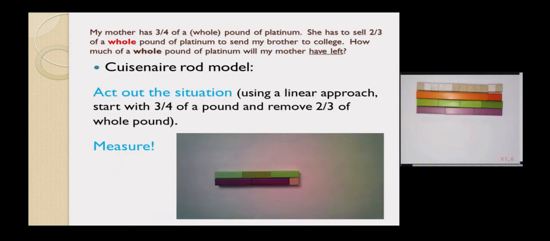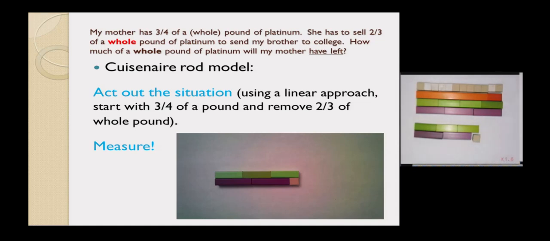So then we just act out the situation. See, my mother has 3/4 of a whole pound, so 3/4 of a whole pound looks like this. And she's going to sell 2/3 of a whole pound. Well, we can tell from the wall exactly what 2/3 of a whole pound looks like. So she's selling this much. And we just want to measure to see how much of a whole pound of platinum is left over.